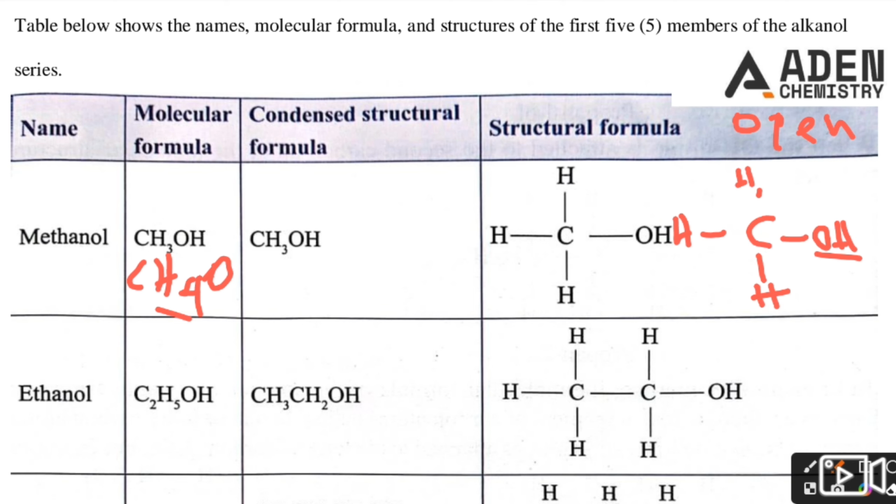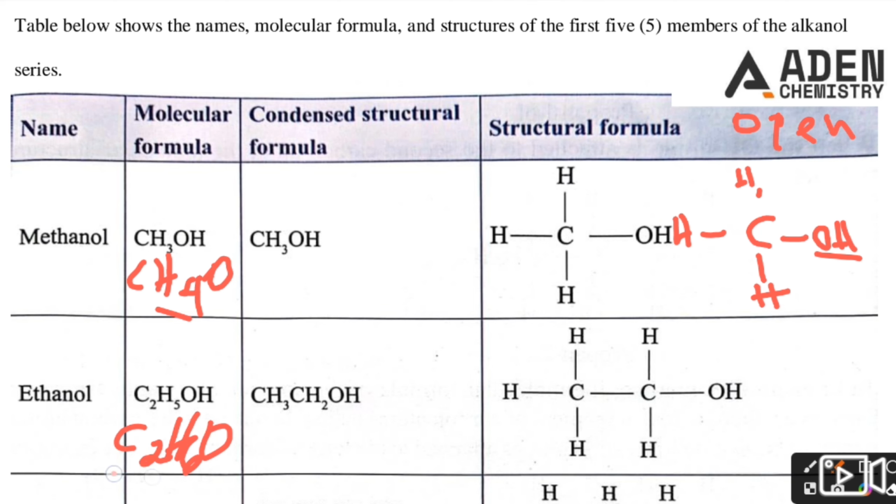So next, we want to proceed to the second member, that is ethanol. Ethanol is written C2H5OH. This is when we show the functional group. If you don't want to show the functional group, the molecular formula can be written C2H6O. That's also the molecular formula for ethanol. So let's do the open structural formula. So first of all, we have to see how many carbon we have.